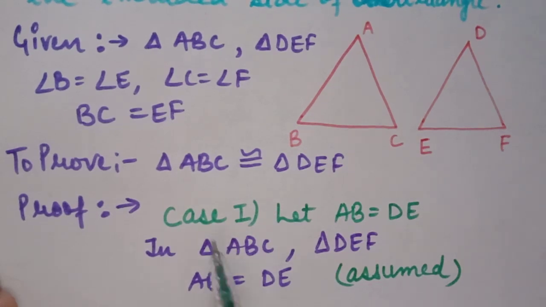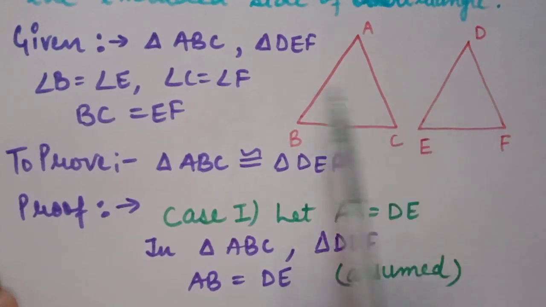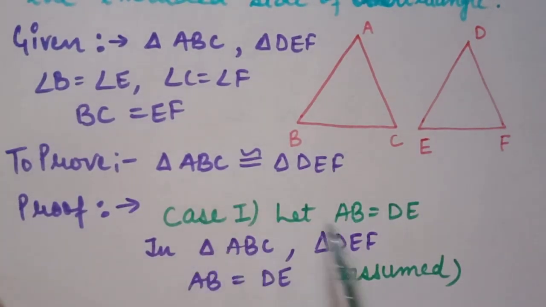So case first, let AB and DE be equal to each other. If these two sides are equal to each other, so in these two triangles, in case 1, in triangle ABC and DEF, first part, I explained to you, we need only 3 elements. AB and DE, reason assumed.